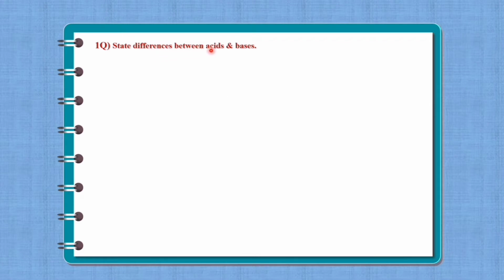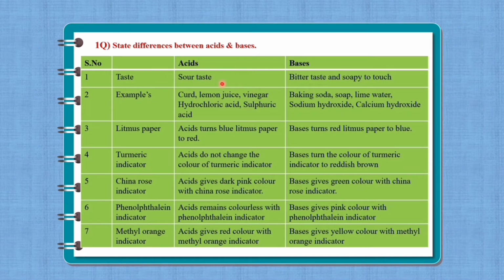State differences between acids and bases. Acids and bases can be differentiated depending upon the following criteria. Number 1, taste. Acids are of sour taste, bases have bitter taste and soapy to touch. Number 2, examples of acids such as curd, lemon juice, vinegar, hydrochloric acid and sulfuric acid. Examples of bases such as baking soda, soap, lime water, sodium hydroxide and calcium hydroxide.